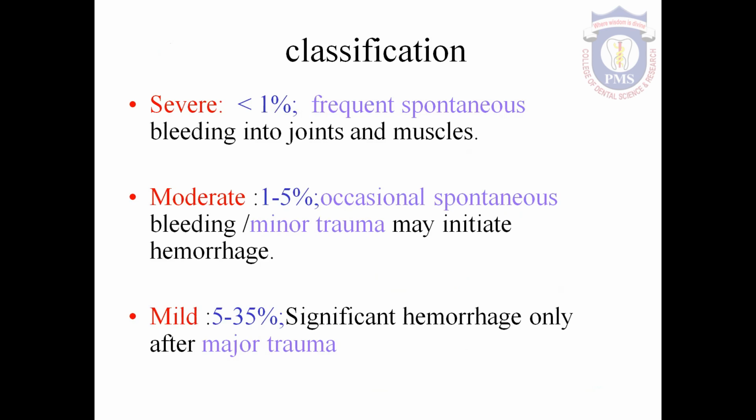Then hemophilia can be classified into mild, moderate, and severe. Severe is less than 1%. In this category, you can get spontaneous bleeding without any reason. Bleeding can start, and if the bleeding starts, then the blood can accumulate in the joints and muscles. 1 to 5% cases are moderate. Here, occasional spontaneous bleeding occurs. Whereas in severe there is frequent spontaneous bleeding, in moderate there is only a very rare chance of spontaneous bleeding, but bleeding can occur in minor trauma also, which can initiate a bleeding episode.